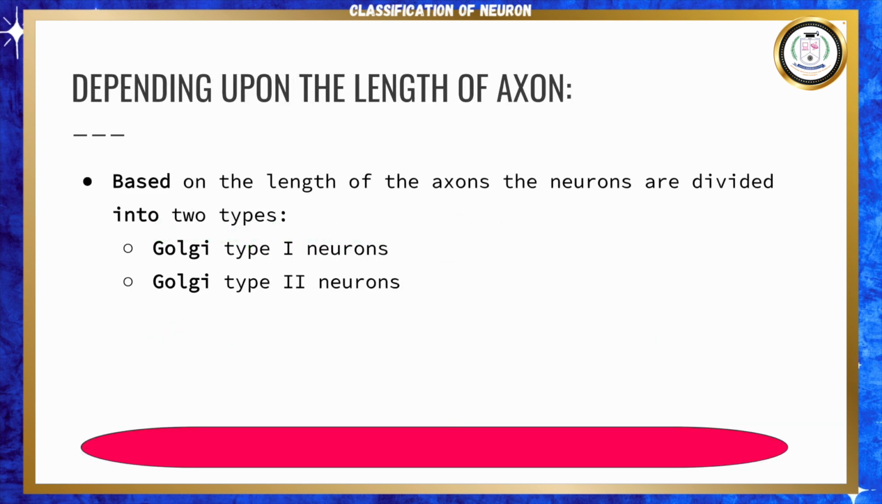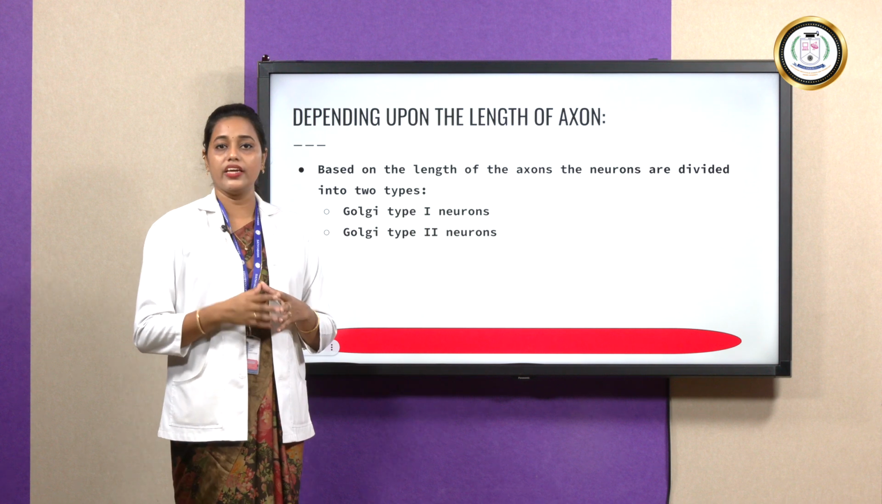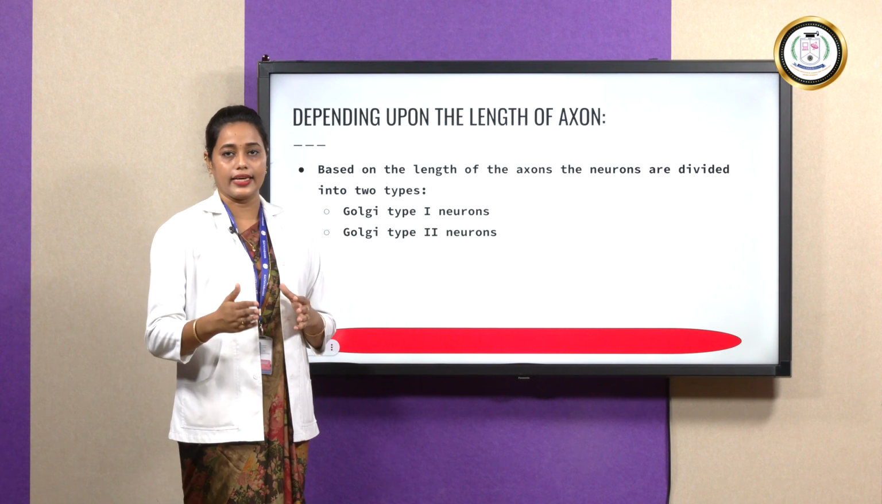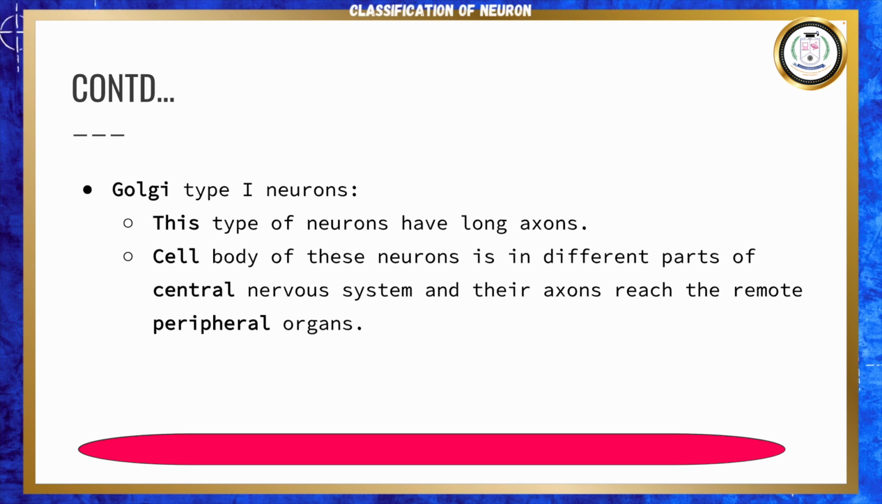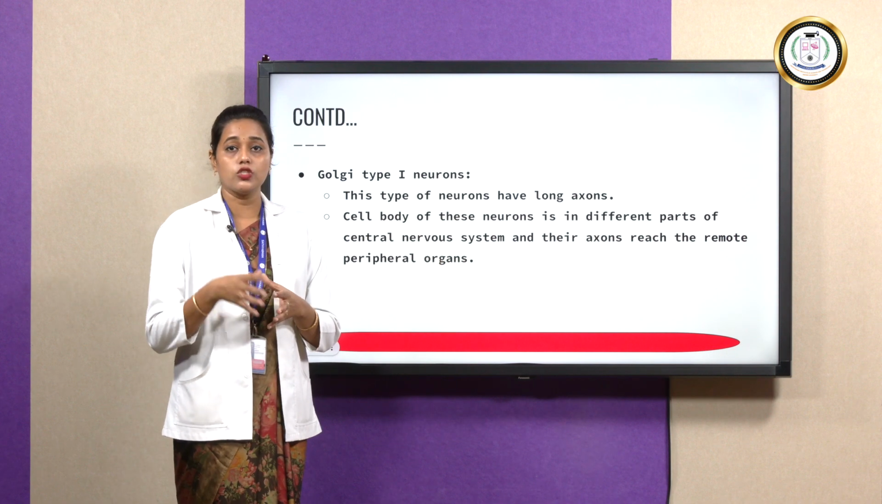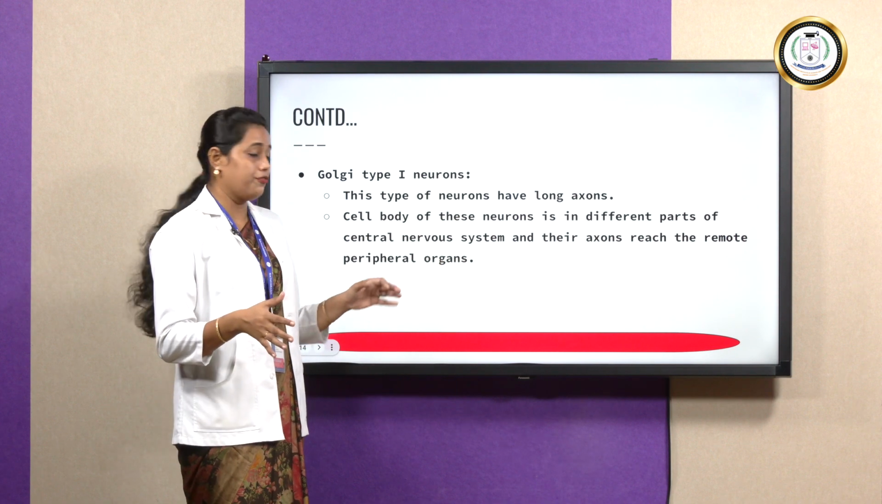The third category will be depending upon the length of the axon. Depending upon the length of the axon, we can divide the neuron into two categories. The first one will be Golgi type 1 neuron and the second one will be Golgi type 2 neuron. Golgi type 1 neurons have long axons. The cell bodies of the Golgi type 1 neurons will be present in different parts of the central nervous system and their axons will be reaching the remote peripheral organs.